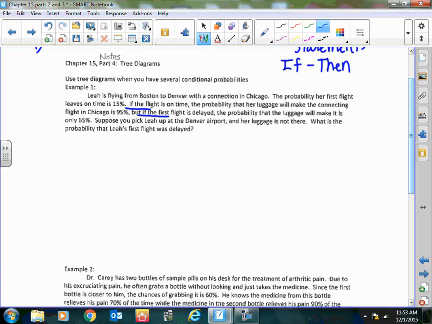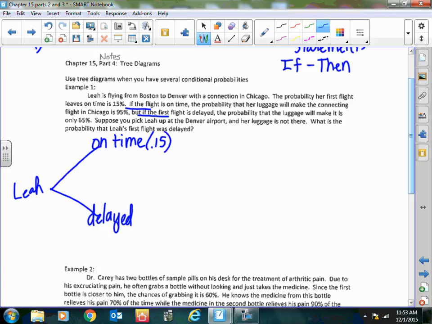Here we go. We're going to start with Leah. And we know that the first thing that's going to happen is that her flight is either going to leave on time or her flight will be delayed. And that's a 15% chance it will leave on time. And so what's the likelihood of it being delayed? All right, 85%.